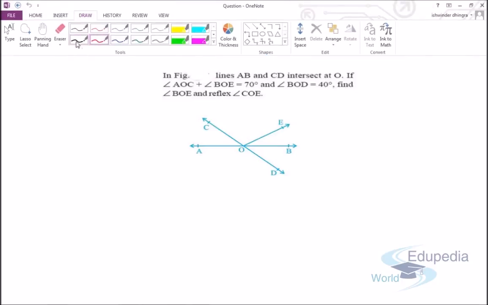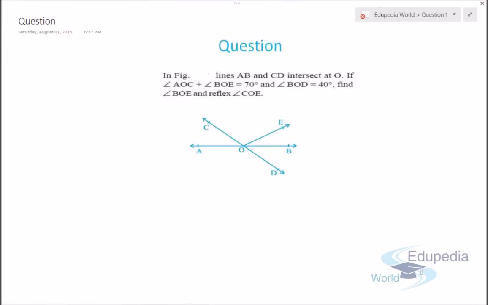Okay. Now question 1 is: in the figure, lines AB and CD intersect at point O, and angle AOC plus angle BOE is 70 degrees, and angle BOD is 40 degrees. We need to find angle BOE, and we need to find the reflex of angle COE, like this angle. So let's see how we can solve this.